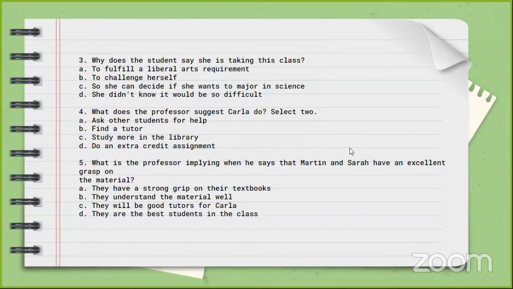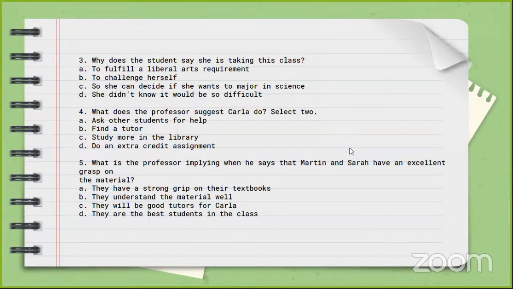What about you? Let's see. Lucia, what do you think? What did you choose? Letter B, teacher. Okay. They understand the material well. Okay. Finally, what do you think, Joel? Letter B too, teacher. Okay. Really similar opinions. Let's read the question again. What is the professor implying when he says that Martin and Sarah have an excellent grasp on the material?